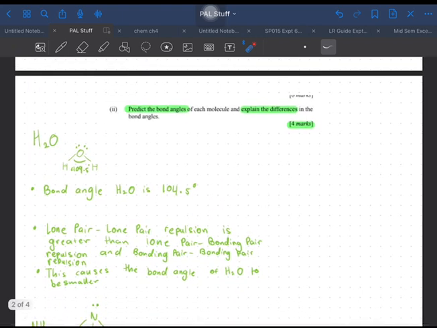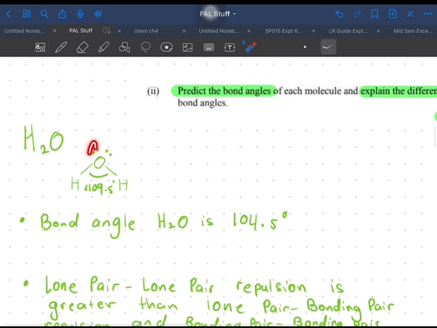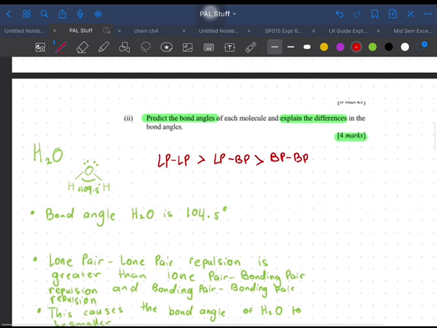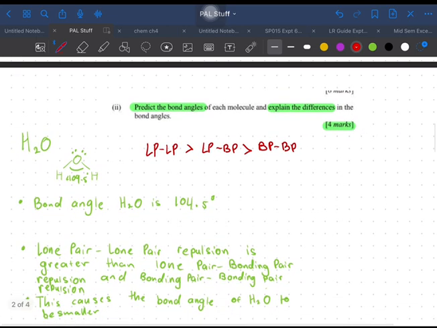So we have to know what will happen in H2O. Since the lone pair will push the bonding pairs closer because they are stronger. Okay, so if we look at our lecture notes, it will say that lone pair is greater than bonding pair and greater than bonding pair. So this is, I will say, the strength, how strong they are.